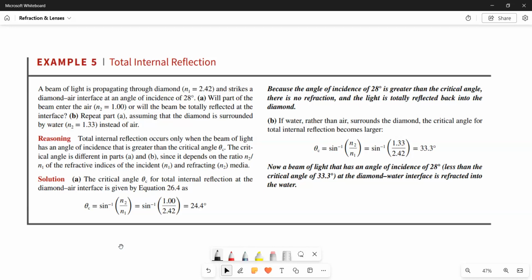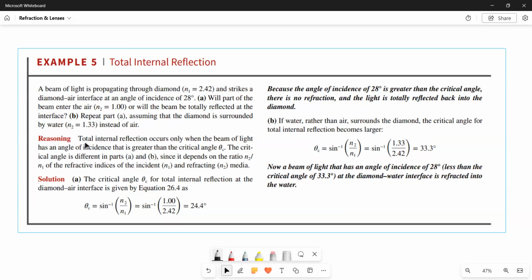So they're giving you an example here that a beam of light is propagated through the diamond, and it strikes the diamond-air interface at an angle of 28 degrees. So they're asking you a few questions. Will part of the beam enter the air, or will the beam be totally reflected at the interface? And then they're telling you, repeat part A, assuming the diamond is surrounded by water instead of air.